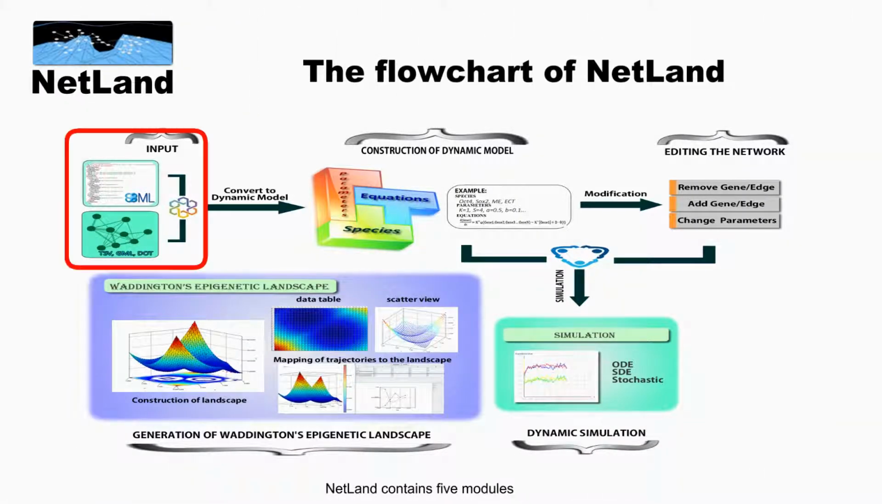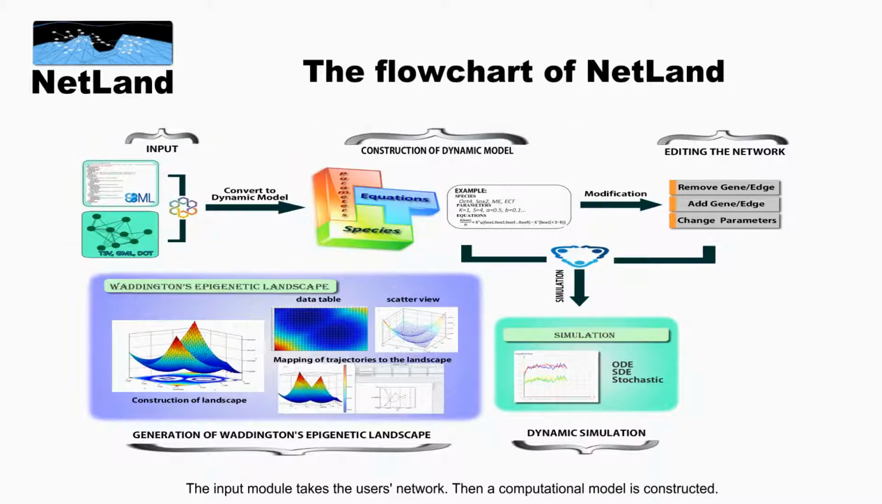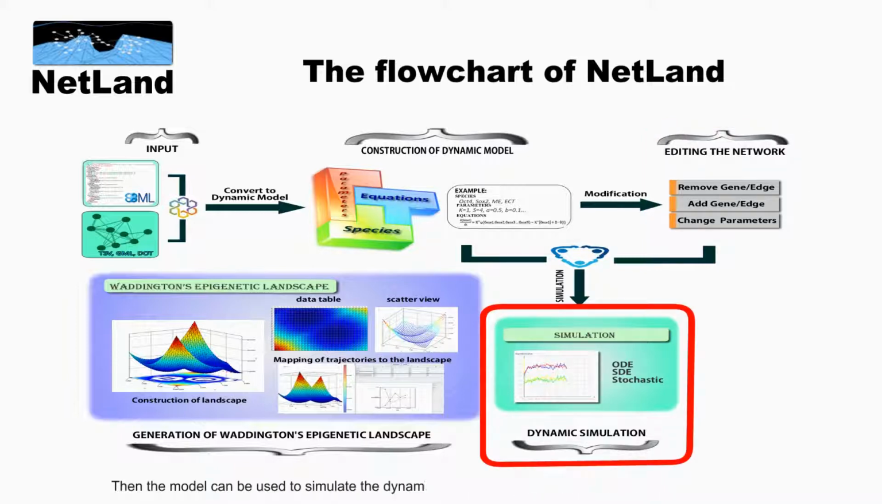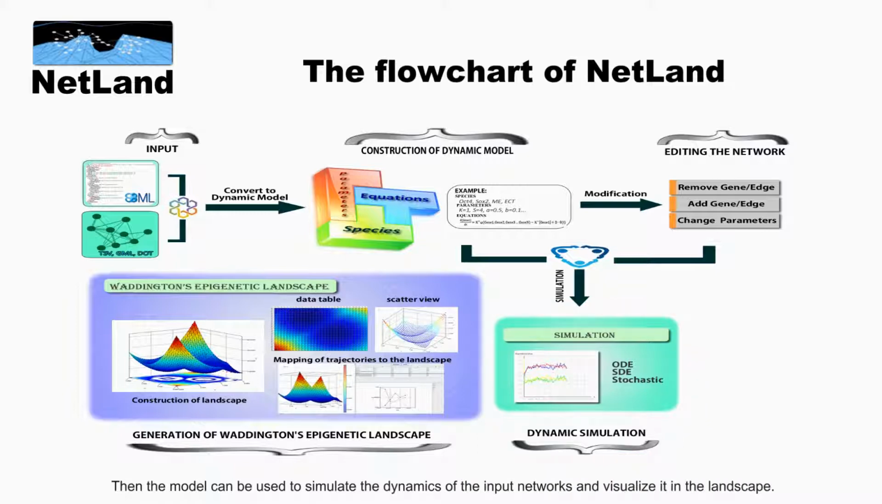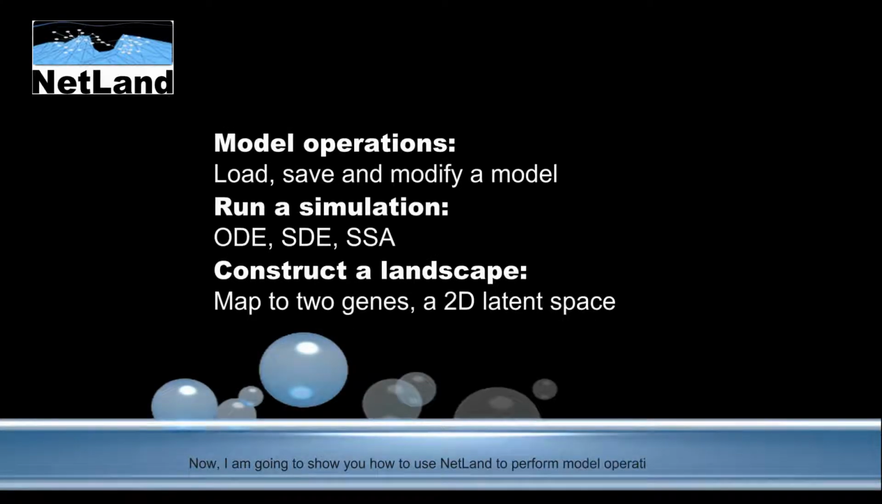NetLand contains 5 modules. The input module takes the user's network, then a computational model is constructed. You can modify the network structure, model equations, and the parameters. Then the model can be used to simulate the dynamics of the input networks and visualize it in the landscape. Now, I'm going to show you how to use NetLand to perform model operations, simulation, and landscape construction.